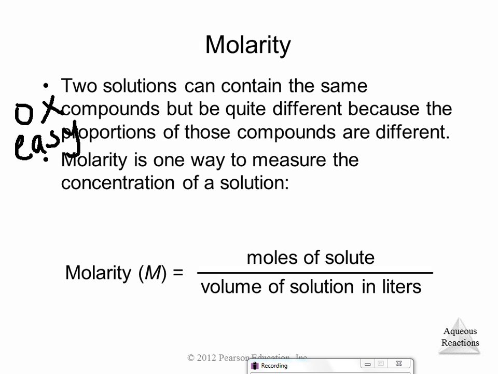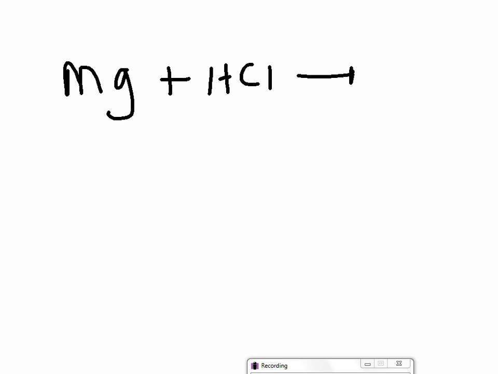So let's say we've got an element. Let's go back to our example of magnesium reacting with hydrochloric acid, and we want to predict, first of all, will this reaction happen? When you go back to the activity series and look at magnesium, magnesium is higher up on that activity series than hydrogen. So yes, this reaction will happen. So first step, look at the activity series.